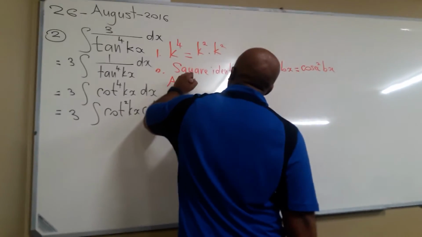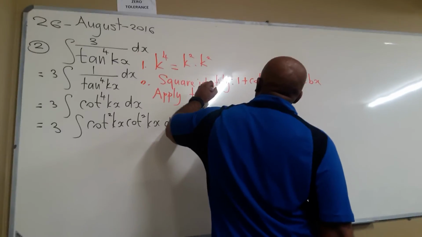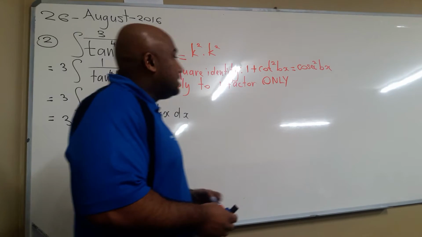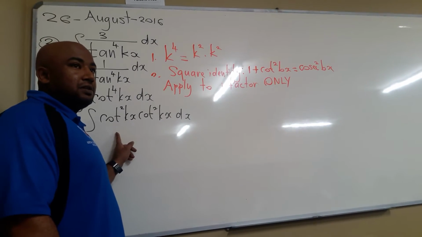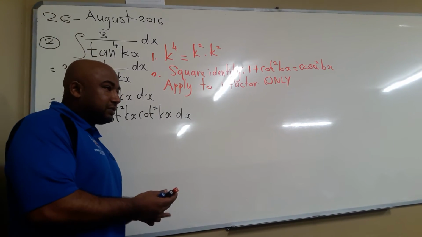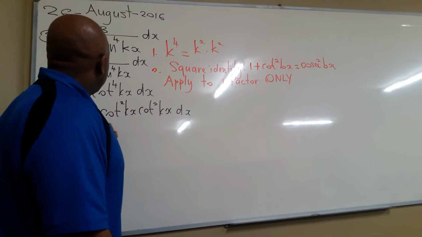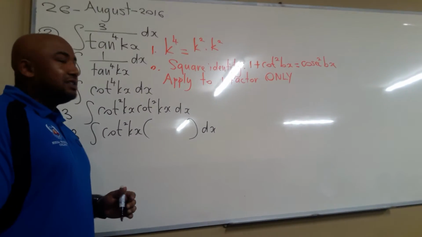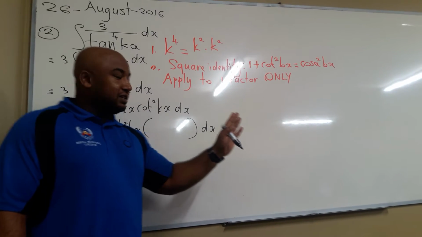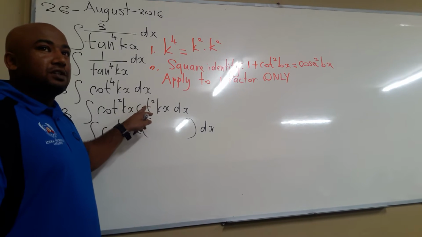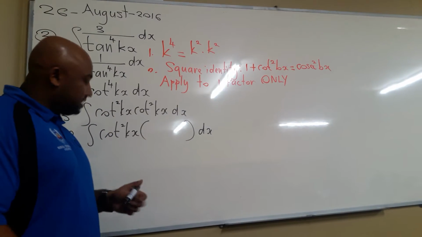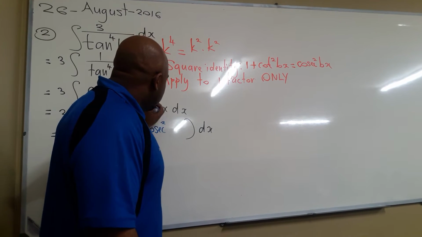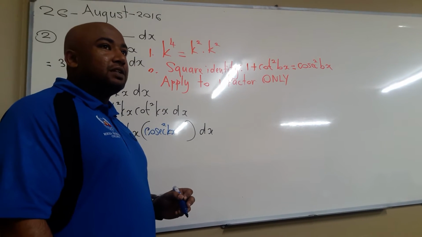So you apply your identity to one factor only. Right, so you apply your identity to one factor only. There's 2 cot squares, but you apply it to just one of the 2 cot squares. Right, the square identity is 1 plus cot squared is equal to cosec squared. This is not 1 plus cot squared. It's just cot squared. So we manipulate that equation. What will cot squared be? Cot squared will be cosec squared of, in this case I got kx, plus 1 or minus 1? It will be minus 1.